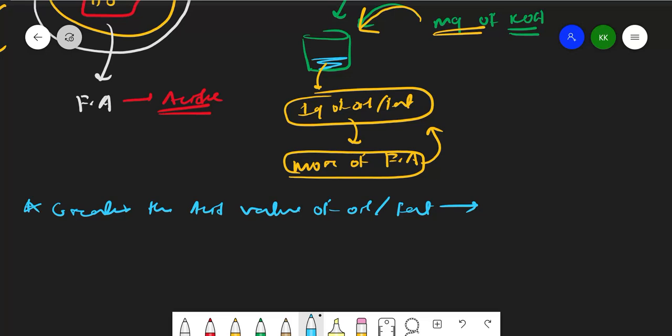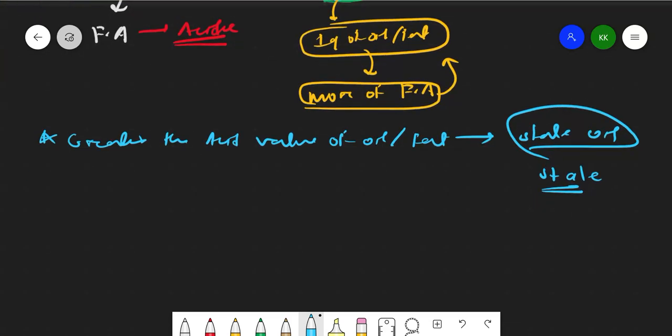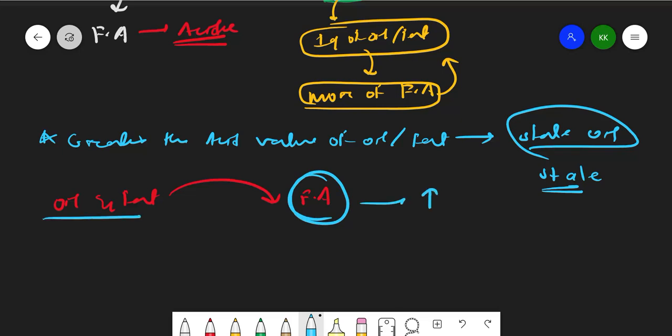So we always tell that oil or fat is stale fat, stale oil, we call stale. Stale means it is old oil or fat, because with time, as I have told, this oil and fat, right? With time, that rancification, I have told, right, they will convert into fatty acid. The greater the amount of fatty acid, the more its acidic value will be. The greater the acidic value, it means the oil and fat is very old, it has deteriorated. Like that we can tell, right?